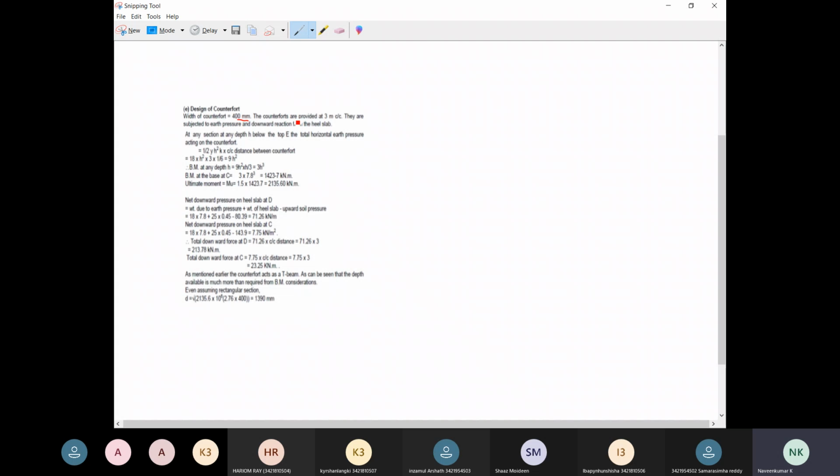So the counterforts are provided at 3 meters center to center. I mentioned this already. The distance between the two counterfort supports will be 3 meters.